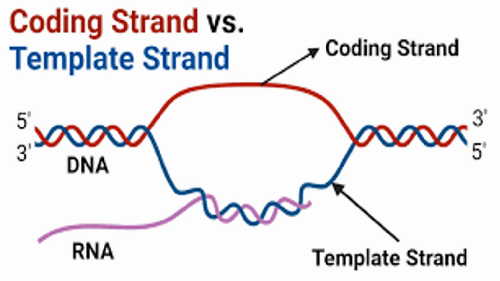This picture represents the coding strand versus the template strand. Here, the red colored strand in the direction of 5' to 3' represents the coding strand, and the blue colored strand in the direction of 3' to 5' represents the non-coding strand or template strand. This non-coding strand has a complementary sequence to that of the coding strand, so it acts as the template during RNA synthesis.